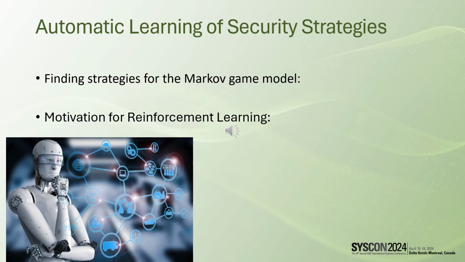Now let's take a look at the automatic learning for security strategies employed by the Markovian process for the Markov game model. This model allows us to represent the interactions between attacker and defender as a stochastic game with an evolving state space. It is particularly powerful in scenarios where the environment is uncertain, or where the actions of the attacker and the defender influence the state of the system.